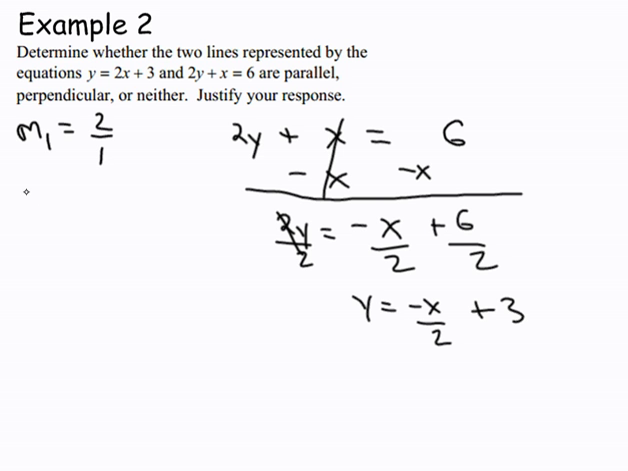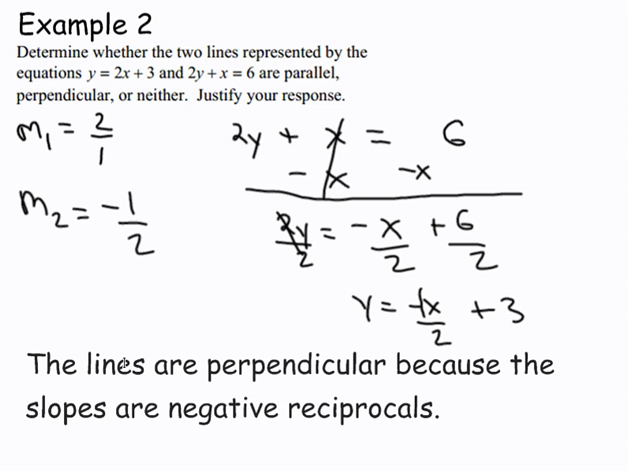What's the slope of line 2? It's negative 1 over 2. Don't forget, you still have that invisible 1 in front of the x. So the slope of line 2 is negative 1 over 2. So what do we know about the slopes? Well, if you look at the slopes, they are negative reciprocals of each other. So the lines are perpendicular because the slopes are negative reciprocals.